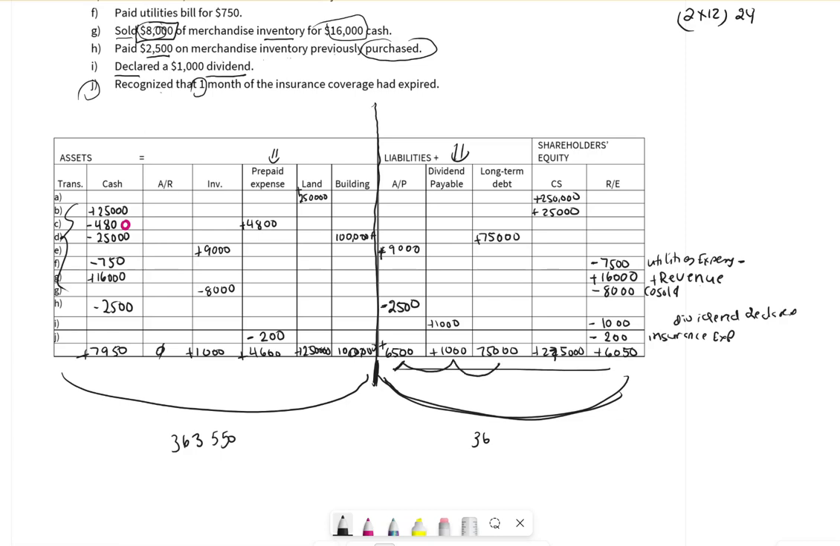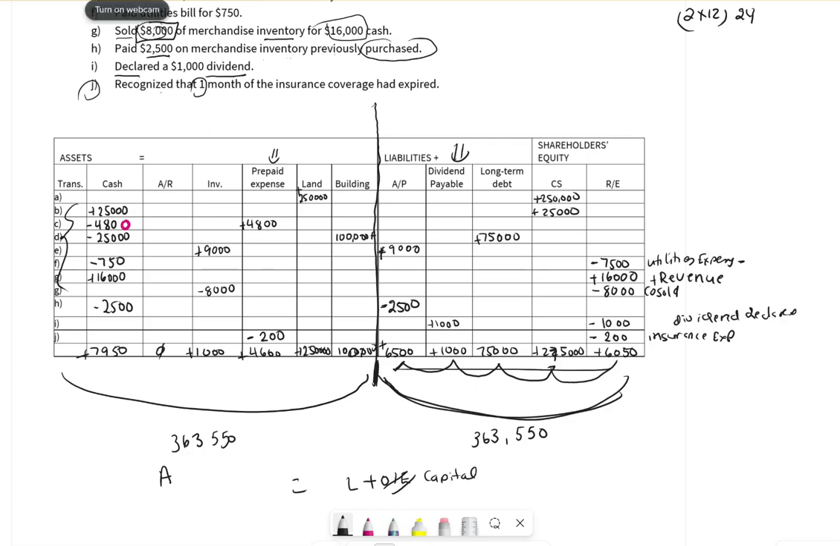And if I add all those numbers, 6,500, 1,000, 75,000, 275,000, and 650, you get a balance of 363,550. Again, this is my asset equal to liability plus your owner's equity, sometimes also called the capital. Both are saying the same thing.